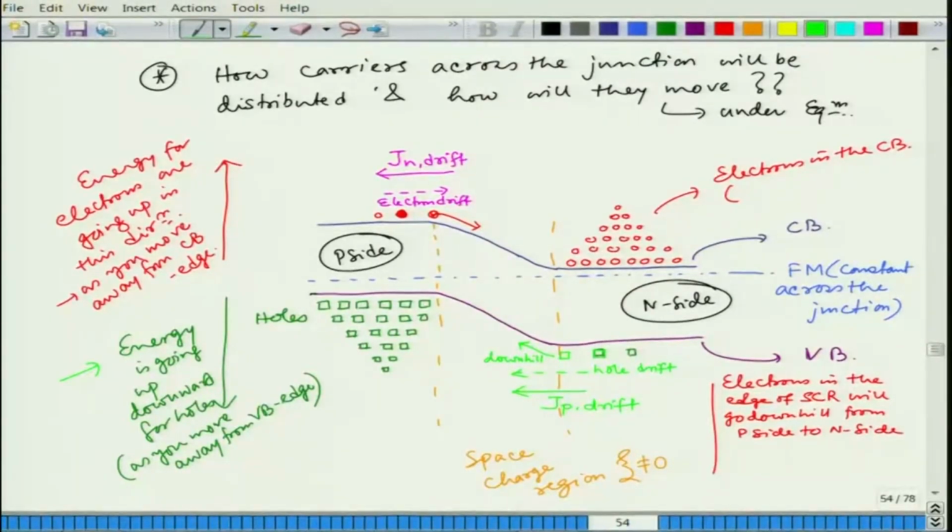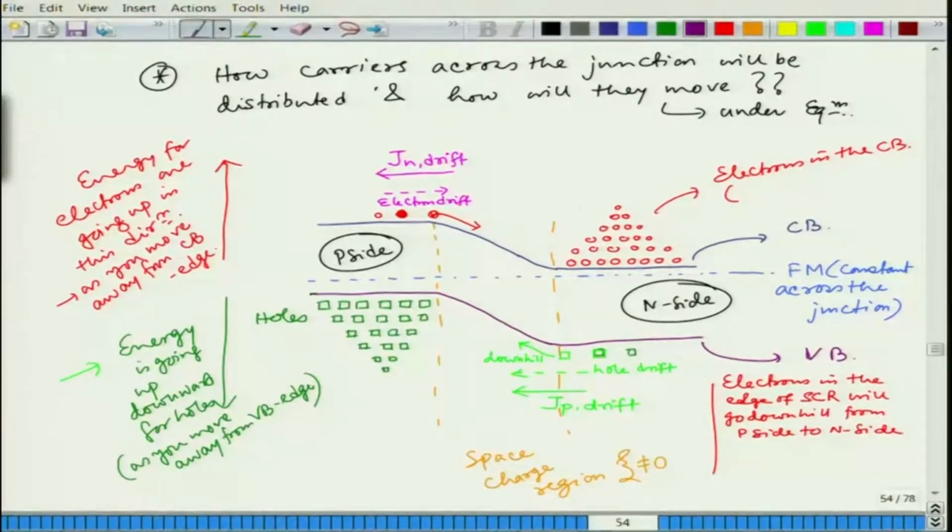And for the electrons, the downhill direction is for the minority electrons only, which are coming from the P side to the N side. Okay. Now, look at the other thing, which is the diffusion current. In the N side, the electron concentration is much higher than the P side, right. So, you have a concentration gradient across the space charge region from the N side to the P side for the electrons. Okay. So, as concentration is higher, there will be a diffusion current towards the P side.